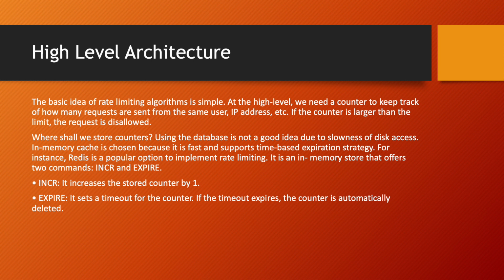So now let's discuss the high-level architecture. The basic idea of rate limiting algorithms is simple. At the high level, we need a counter to keep track of how many requests are sent from the same user, IP address, etc. If the counter is larger than the limit, the request is disallowed.